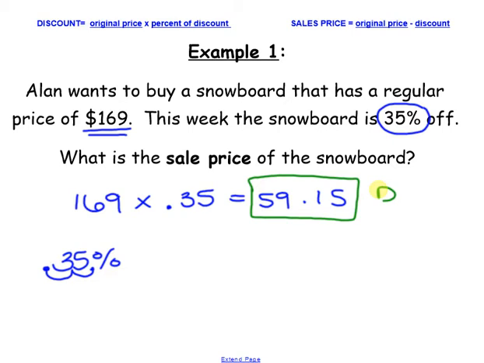But that's not what the question is asking. The question is not asking what is the discount. It wants to know what is the sale price. So now we're going to go back. Here's our sale price formula. And we're going to take the original price, $169, minus the discount price, $59.15. Go ahead and put that in your calculator.